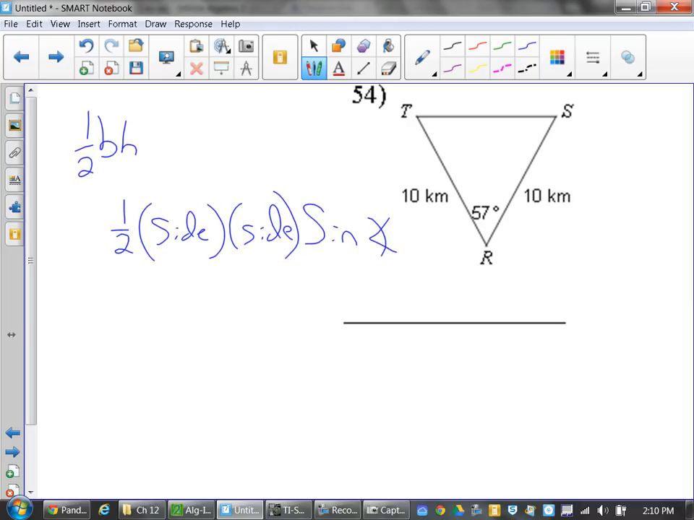If you forgot how to do that, and you have an isosceles triangle, could you just bisect your angle and then use trig? Yeah, you could use SOHCAHTOA to do that as well. But if it's not isosceles, I would use the formula.